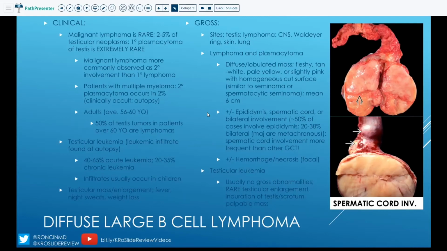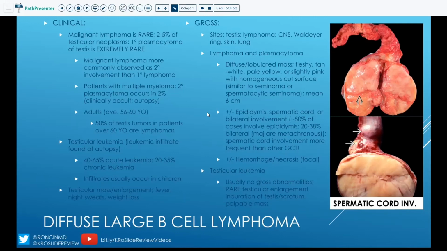It's more common to see malignant lymphoma as secondary involvement rather than primary lymphoma. In patients with multiple myeloma, a secondary plasmacytoma will occur in about 2% of them. And this will be found at autopsy. It'll be clinically occult, so they won't be aware of it prior to death. This tends to occur in our middle-aged adults, average of 56 to 60 years old, so about a 60-year-old male. And half of your testicular tumors in patients that are over 60 are going to be lymphomas.